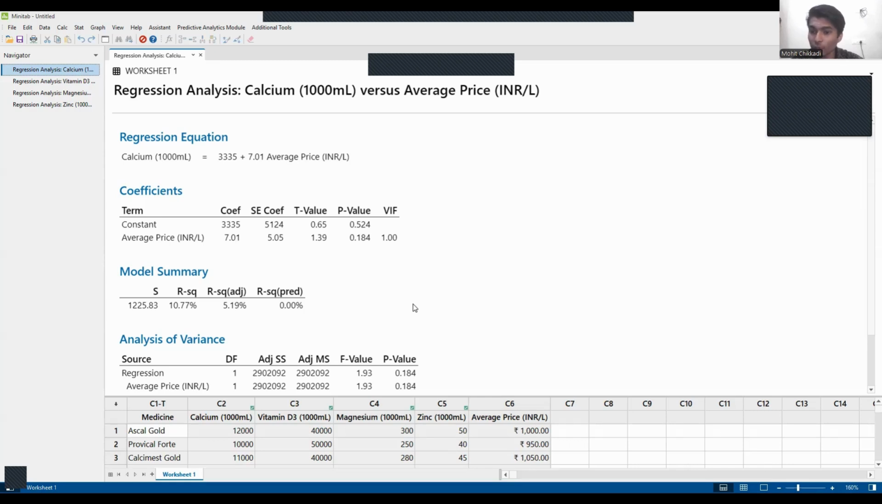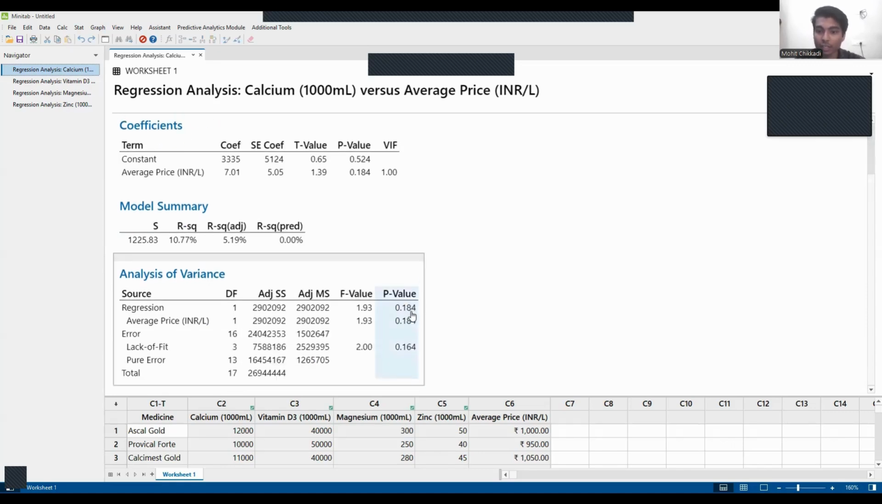This is extremely low. It means that the average price only explains about 10% of the variation in calcium content, which is next to nothing. It's like saying that only 10% of the students' exam score is determined by how much they study, which is a terrible correlation. Also, the p-value came out to be 0.184.